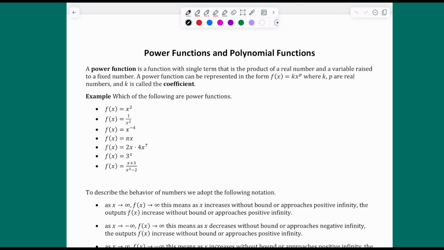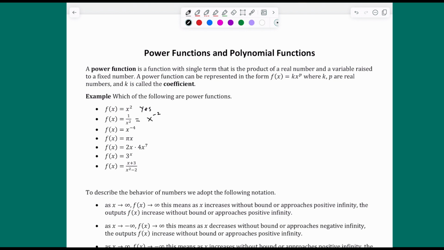So here's an example. Which of the following are power functions? So f of x equals x squared is a power function because it has a coefficient of 1 times a variable x raised to a power of 2. So yes, this is a power function. What about 1 over x squared? Yes, that's also a power function because we can rewrite 1 over x squared as x to the negative 2. So we have a coefficient of 1 times x raised to an exponent of negative 2.